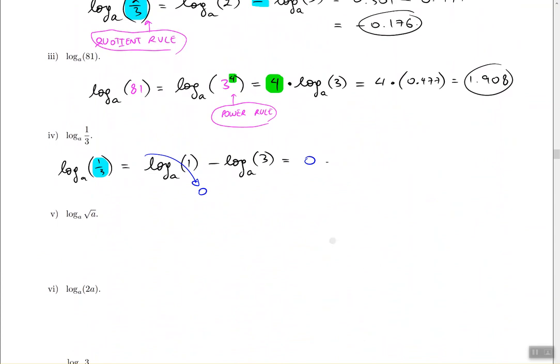And also the log base a of 3, this was given to me as 0.477. So the total is going to be negative 0.477 at the end. This is it.